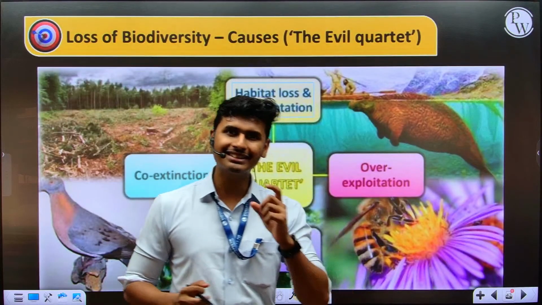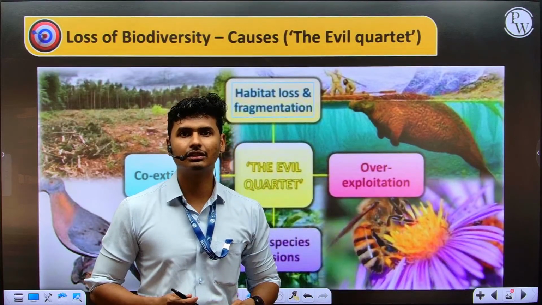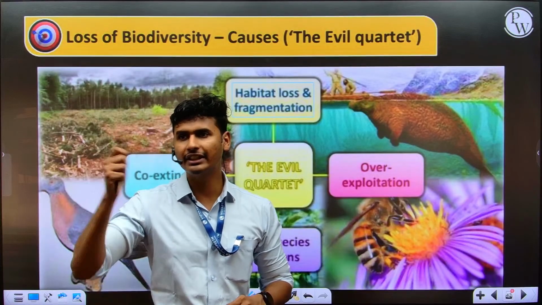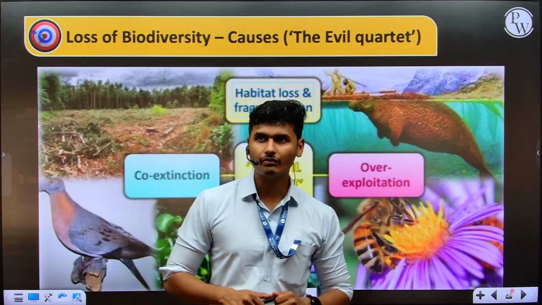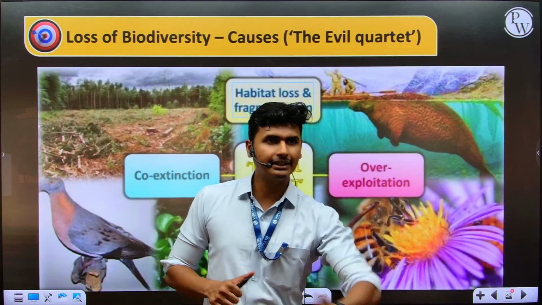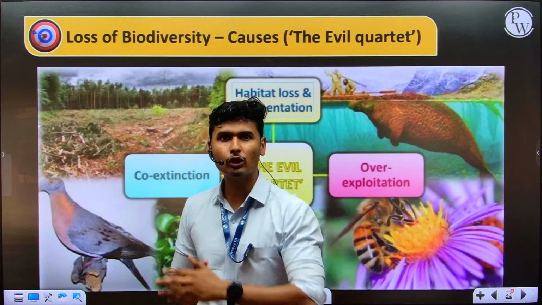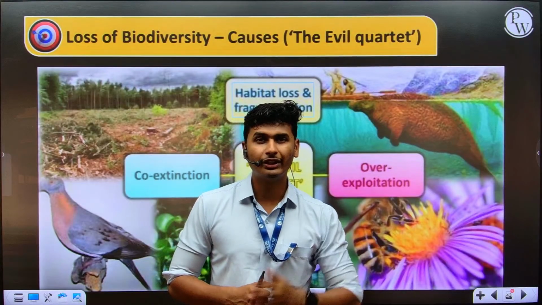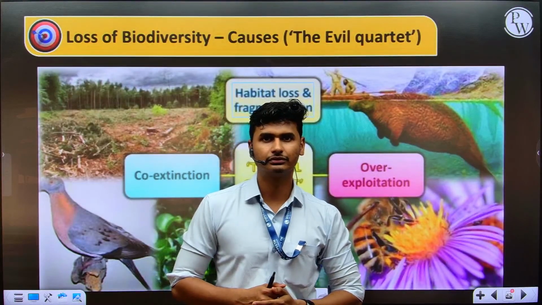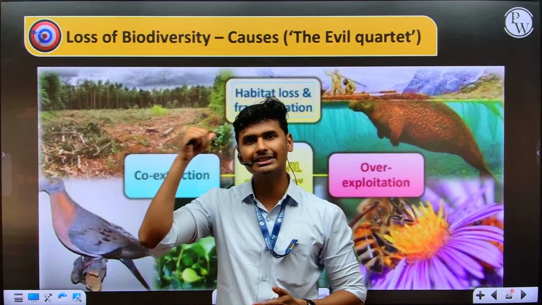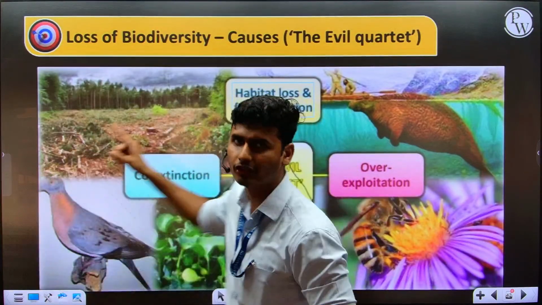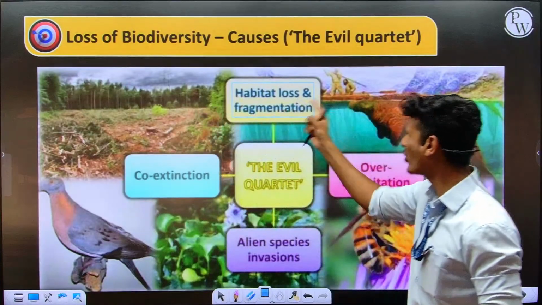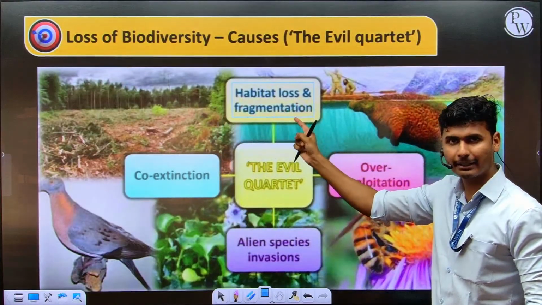What do you do? You are going to beat him, right? The same thing we are doing with the animals living in the jungles or forests. What are we doing? We are cutting their trees, we are destroying their home. That is known as habitat loss and it is the most important cause of loss of biodiversity. Habitat loss and fragmentation.